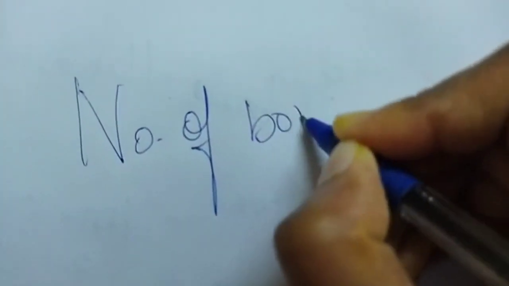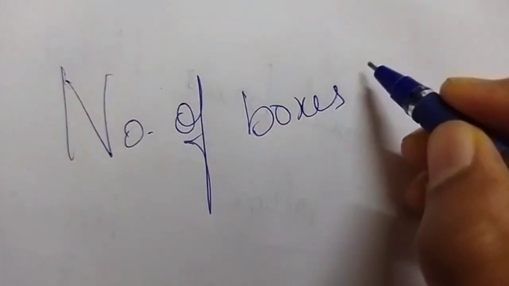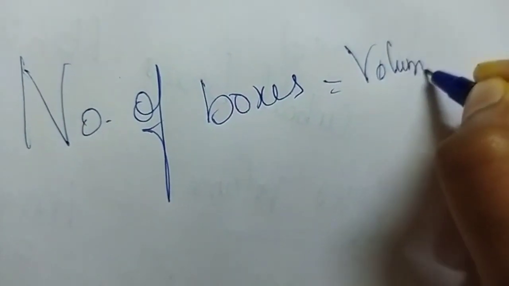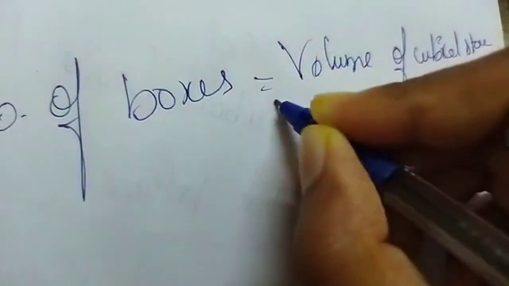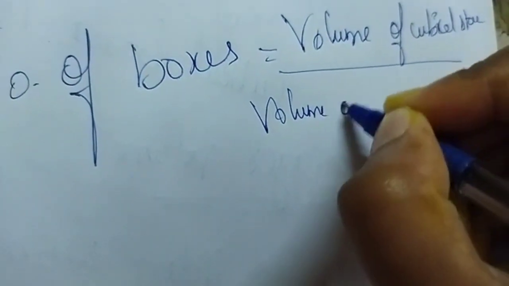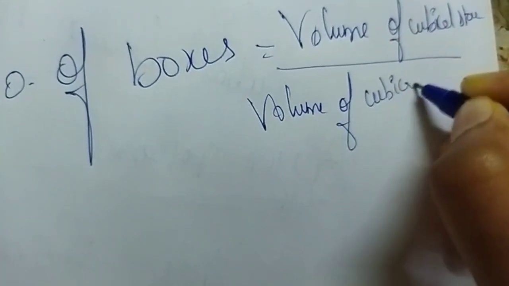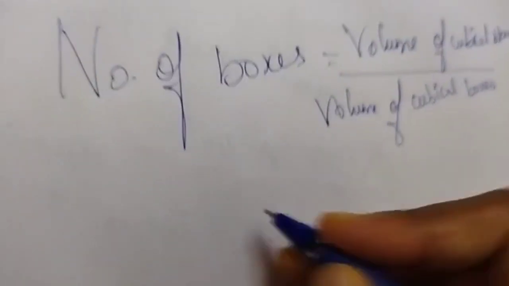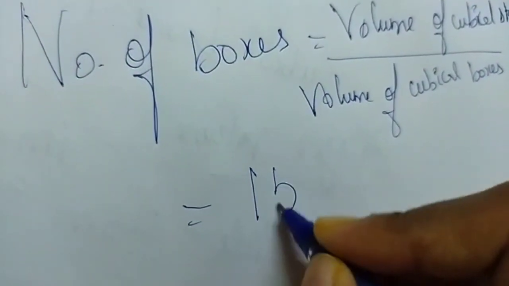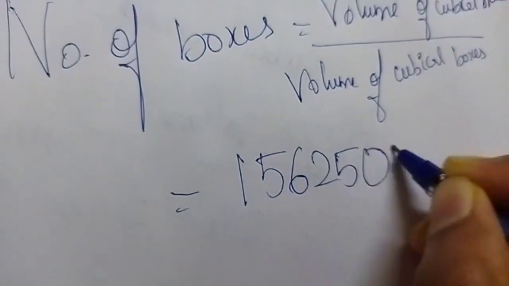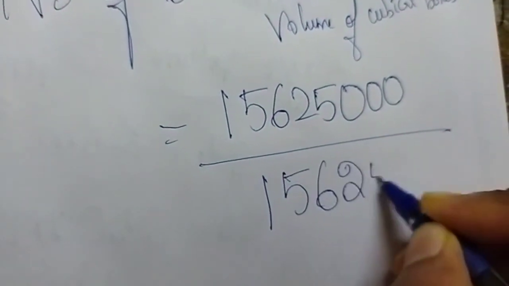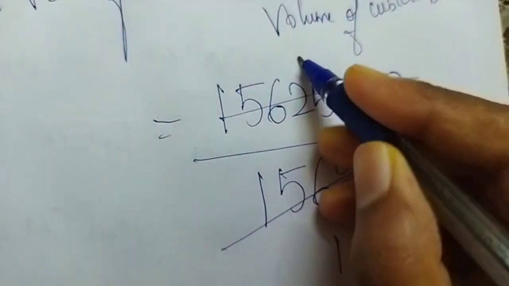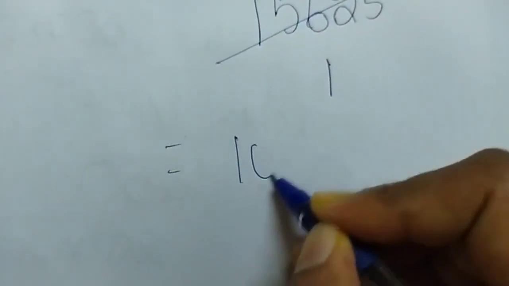So we can write number of boxes is equal to bigger volume by smaller volume. Here bigger volume is nothing but volume of cubical store. So volume of cubical store divided by volume of cubical boxes. Volume of cubical store is 15625000 divided by volume of cubical boxes, which is 15625. So we can directly use the table, 1 times 1000 times. So number of boxes is equal to 1000.